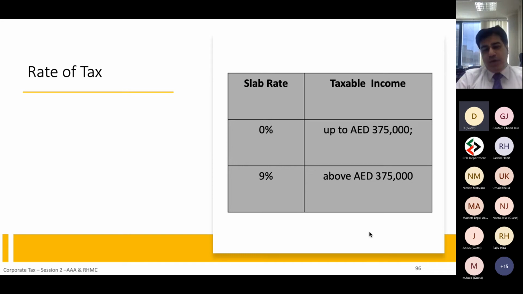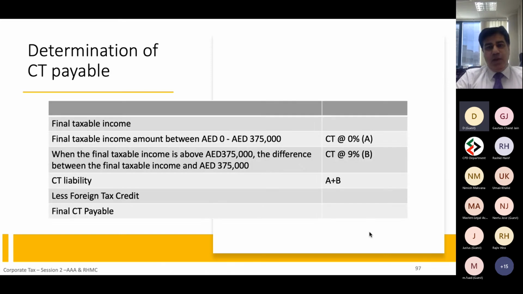So that's what we talked about, transfer pricing, the framework which needs to be looked at. Coming to a lighter note, the rate of tax is simple: 0% up to 375,000 and 9% above 375,000. How do we calculate the tax liability? We looked at the final taxable income, which we arrived at in the previous sections. You see whether the income is between 0 and 375,000, zero tax; more than 375,000, calculate at 9%. Tax liability is technically that.